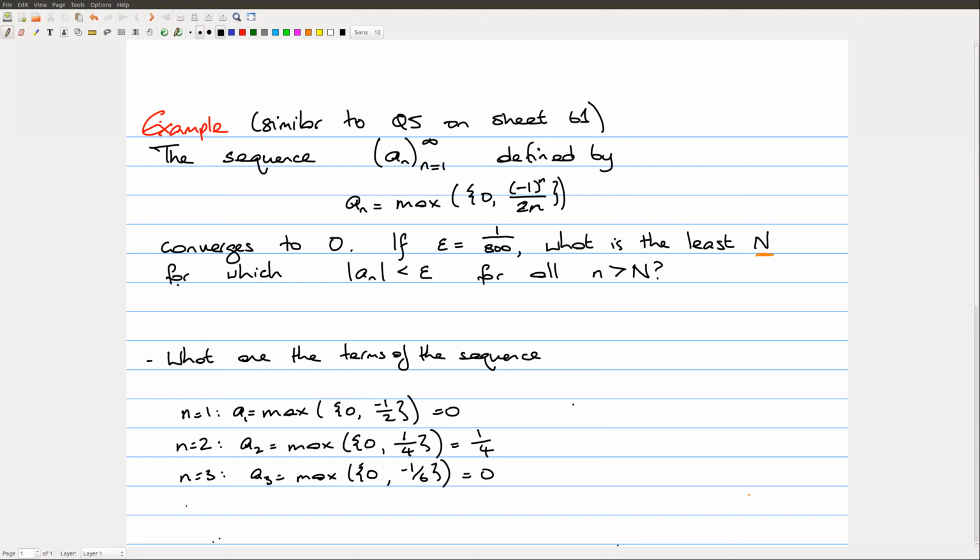And when n is 4, A4 is going to be positive this time, because it's the maximum of 0 and something that's positive, and that positive thing is 1 over 2 times 4. So that's 1/8. In general, we can say that a_n is 0 when n is odd, because in that case it's the maximum of 0 and something negative, so it's 0. a_n is positive when n is even, and what it's equal to when n is even is minus 1 to the even value of n, which is 1 over 2 times n.